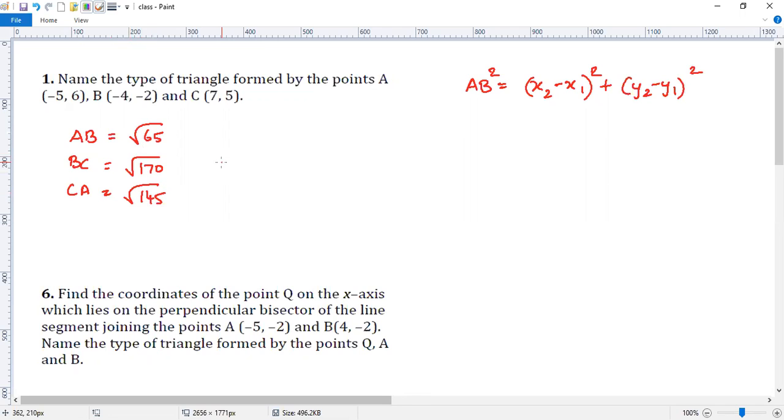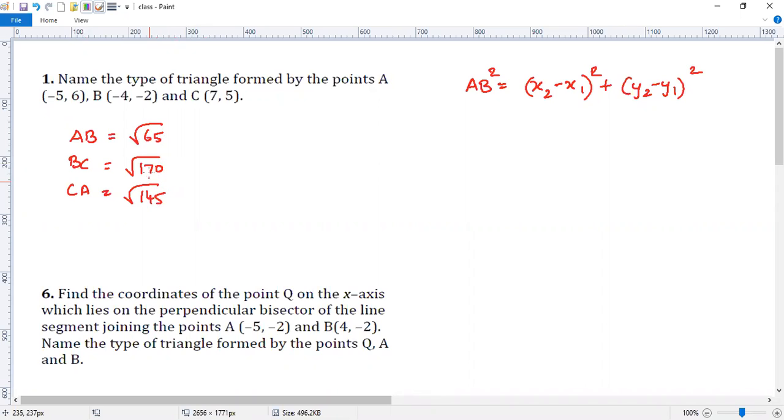Okay. And you can very easily see that all 3 are not equal to one another. So we can just try to work out the other way. All 3 are not equal to each other, right? Fine. What other possibilities are there? Even if 2 sides are equal, then you can consider it an isosceles triangle. The other third possibility is the Pythagoras theorem, whether it's a right angle or not. So can you check this part?